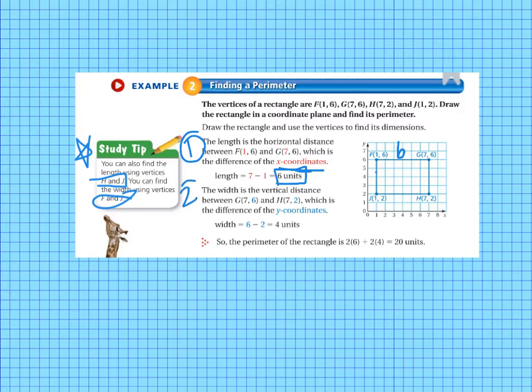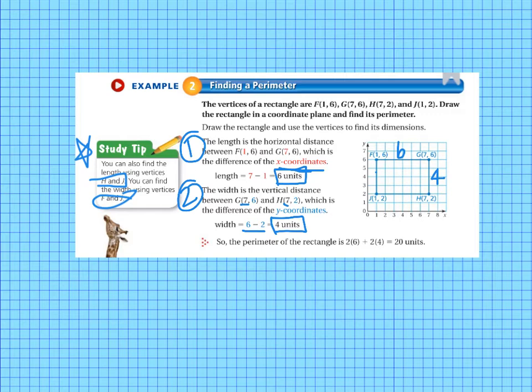Step 2, we're going to find the width. The width is the vertical distance between G, 7, 6, and H, 7, 2. So we see that our x coordinates are the same. So we need to find the difference between the y coordinates. So we're going to subtract 6 minus 2, which equals 4 units.